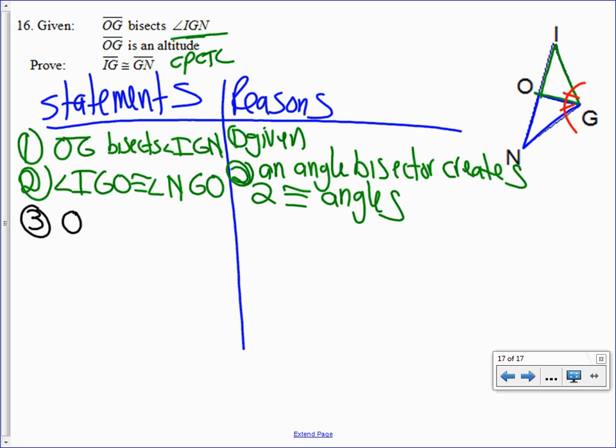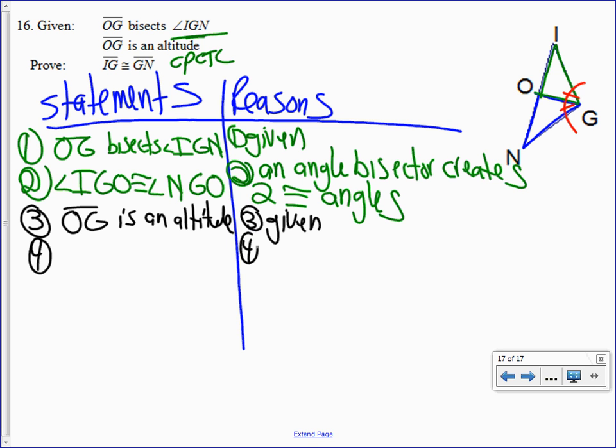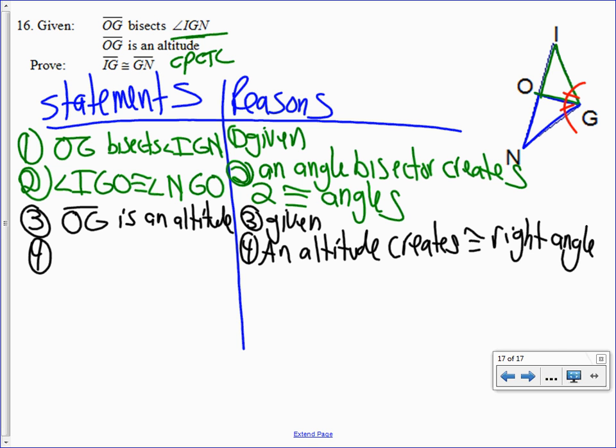3. OG is an altitude. That's given. Now I use my definition for altitude. My definition for altitude is an altitude creates congruent right angles. So OG is my altitude. My right angles are here at O. O must be in the middle for both of them. Angle IOG is congruent to angle NOG. All right, 2 things down.